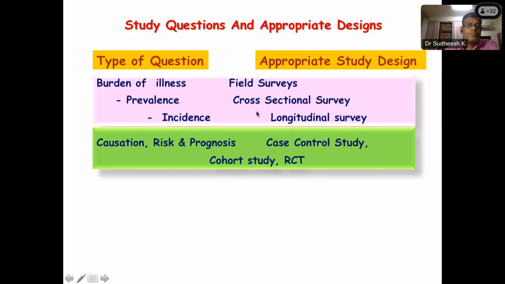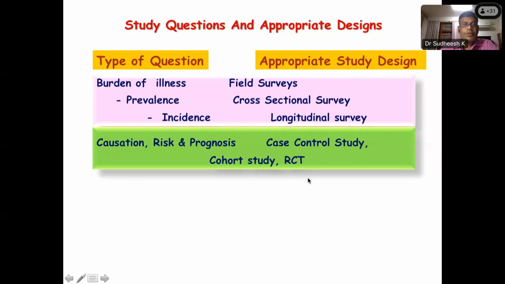Next, you are trying to establish cause, risk, and trying to prognosticate a particular risk factor. Let us say you are trying to establish a cause between smoking and post-dural puncture headache, or between smoking and post-operative pulmonary complications, or you are trying to establish the correlation between pan eating and the incidence of post-operative nausea vomiting. When you are trying to establish such things, you can either go for a case control study or cohort study or randomized control study. So any of these things are possible.